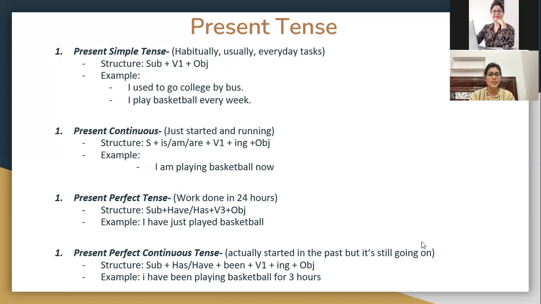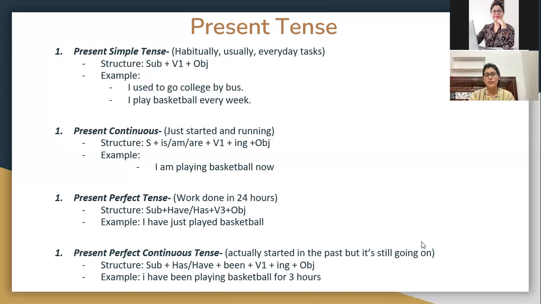And the example is, I have just played basketball. I have just played means I started playing basketball just now within 24 hours, and I completed this work within 24 hours. So we use present perfect tense. And present perfect continuous tense.